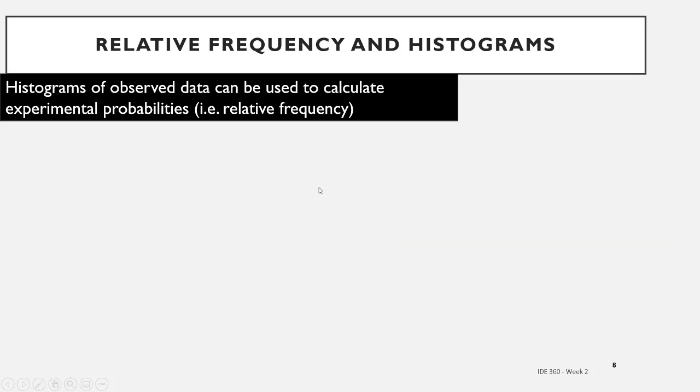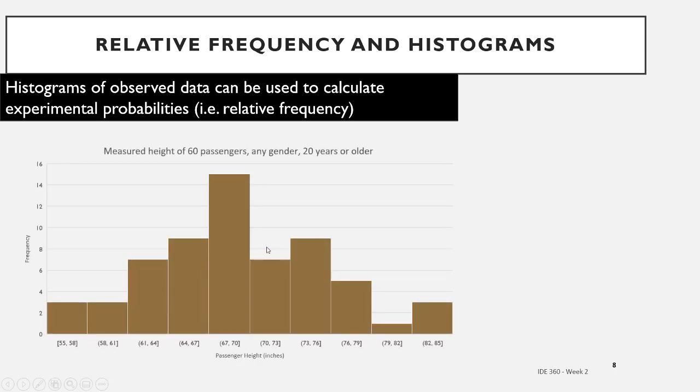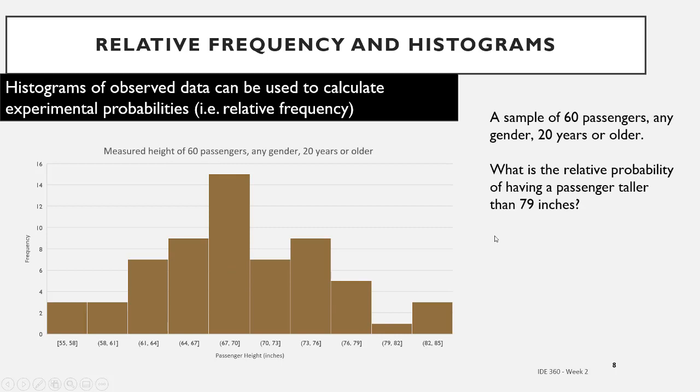So histograms can also be used to calculate experimental probabilities. For example, let's say that we got this data set for measuring the height of passengers, and we are interested in checking what is the relative probability of having passengers taller than 79 inches. Because of the division of my bins in the histogram, we know that these two final bars will make up those passengers.